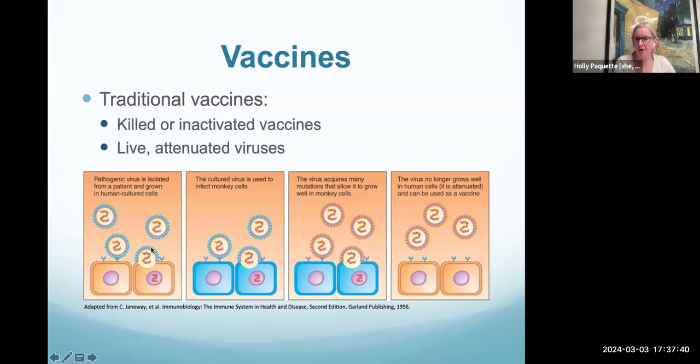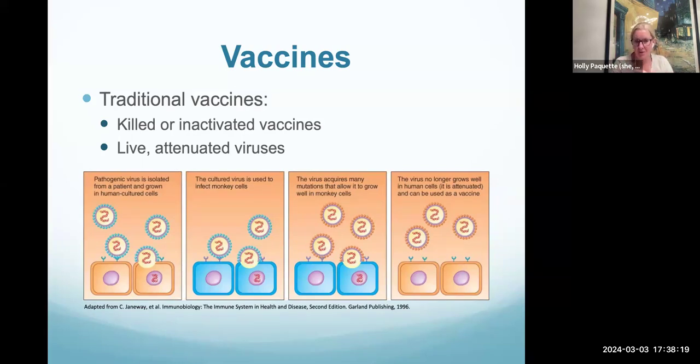Then we use this cultured virus where we've grown lots of it, and we use it to infect monkey cells. And we grow it in this cell culture for many generations. And what happens is this virus begins to change and acquire mutations that allow it to grow well in monkey cells, but not in human cells. And what we can do then is take that and give it to humans. It doesn't make you sick, but it creates an immune response because our body still sees all of these little spikes on the outside as foreign, and they then mount an immune response and store those memory cells.